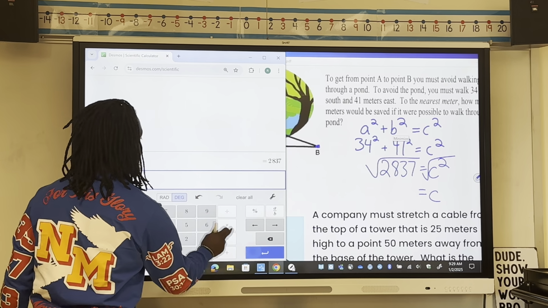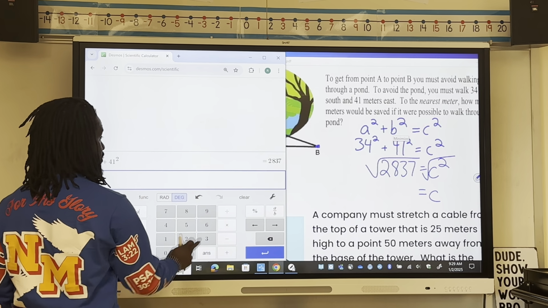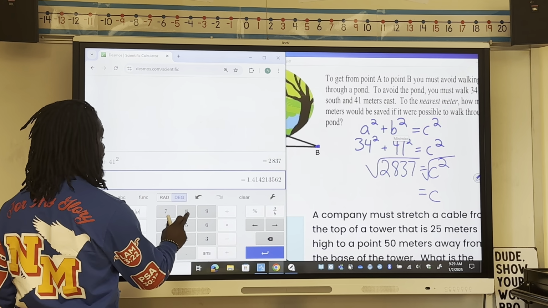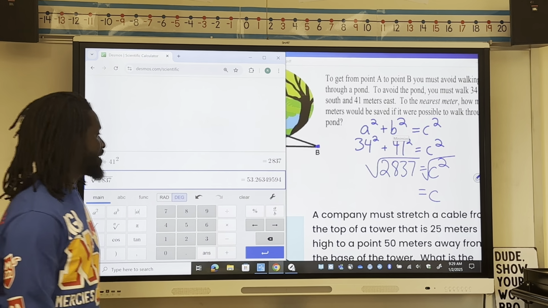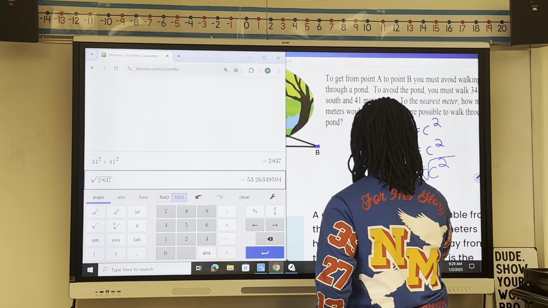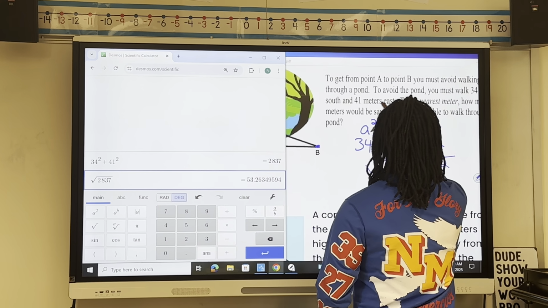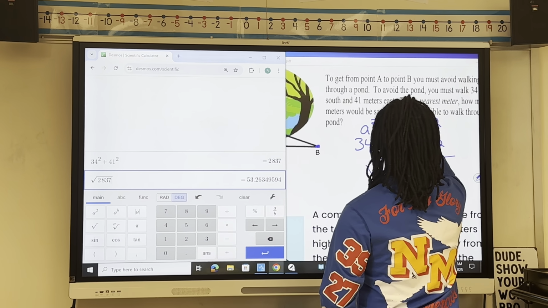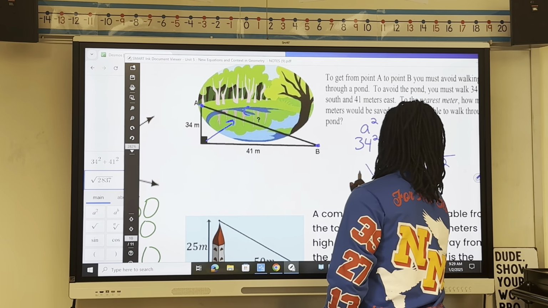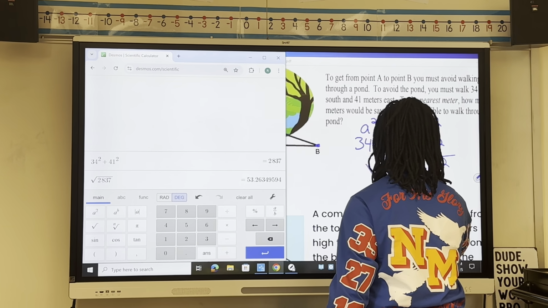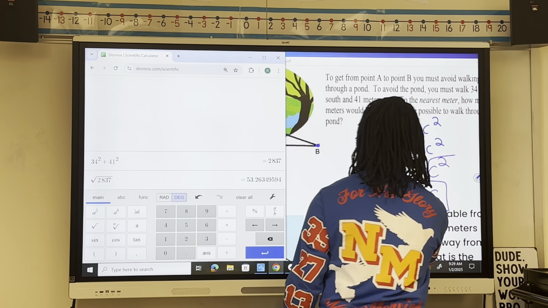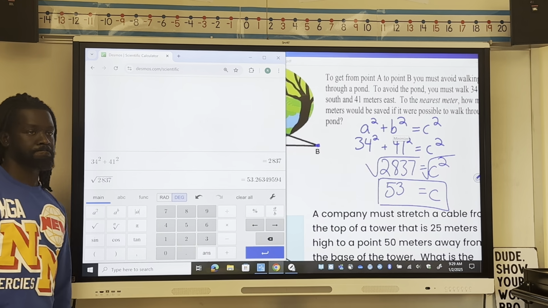So now I take the square root of 2,837, and that gives me 53 point something. It says round it to the nearest meter, so it's just going to be 53. I'm going to round it to the nearest whole, and that is going to give me 53 as my answer.